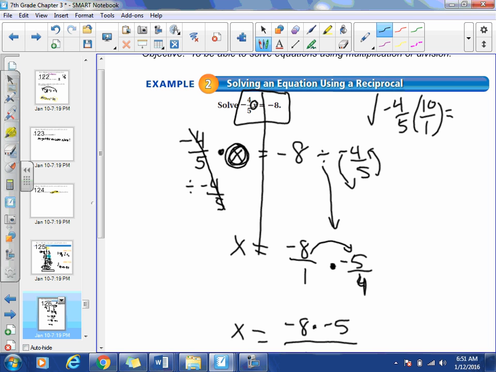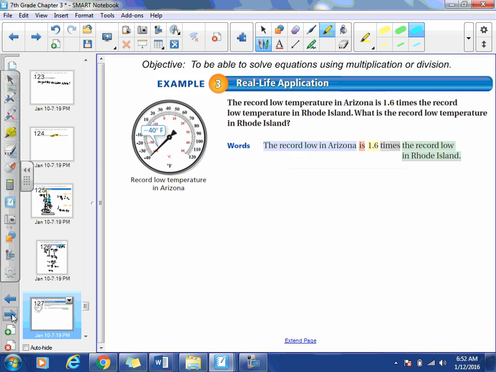Now I'm going to take my solution, what I think x is, and check my answer. Negative 4/5 times x, or negative 4/5 times 10. Is it really negative 8? Negative 4 times 10 is negative 40. So we get negative 40 over 5, which divides out to be negative 8. So we're good. All right.